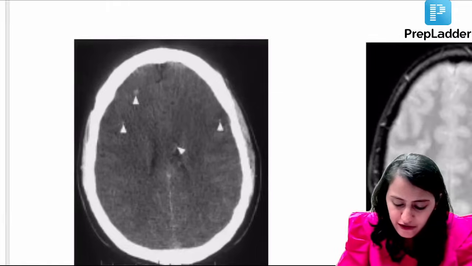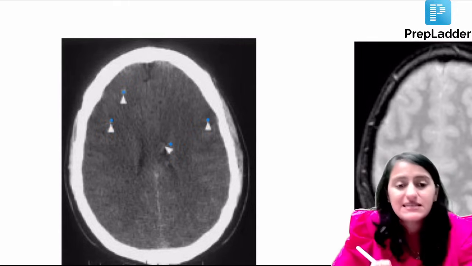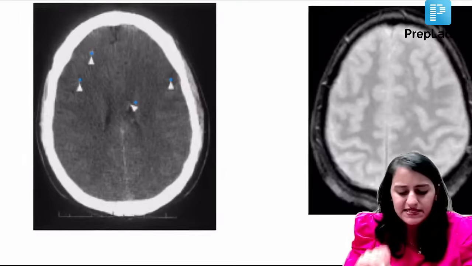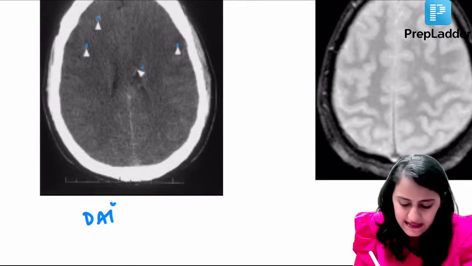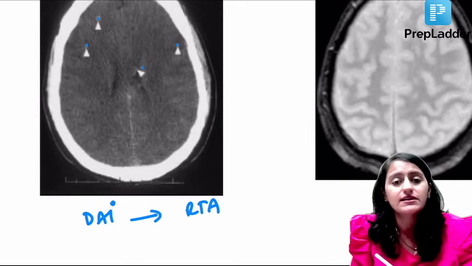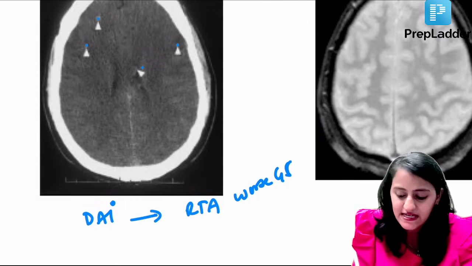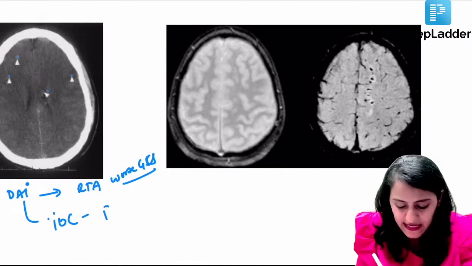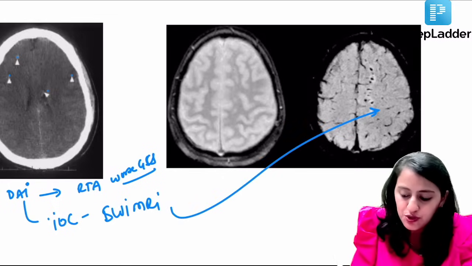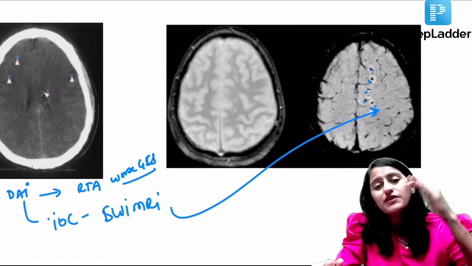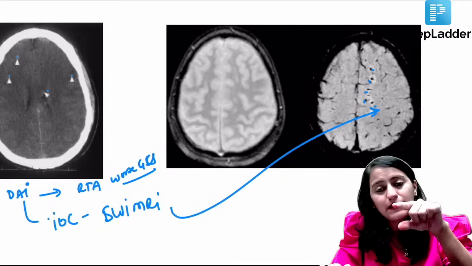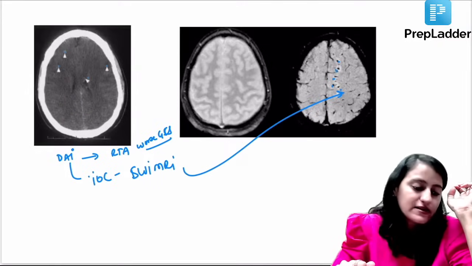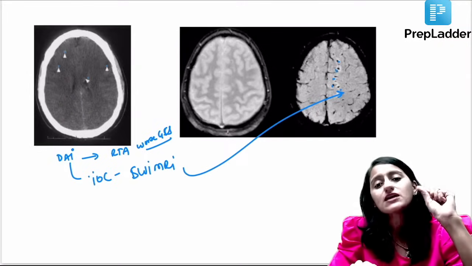Next one, in a patient of trauma, if you are seeing those tiny petechial hemorrhages like this, the patient is very bad, the GCS is worsening, and the CT scan is showing only these tiny hemorrhages. Classically, this is DAI, diffuse axonal injury. RTA patient, worsening GCS. CT scan can be normal as well. What is the investigation of choice? It is SWI MRI, which will show these tiny hemorrhages. You have the Adams grading. It can involve the gray matter-white matter junction, the corpus callosum, the brainstem. Depending on what is involved, you get the grading. So classical diffuse axonal injury.